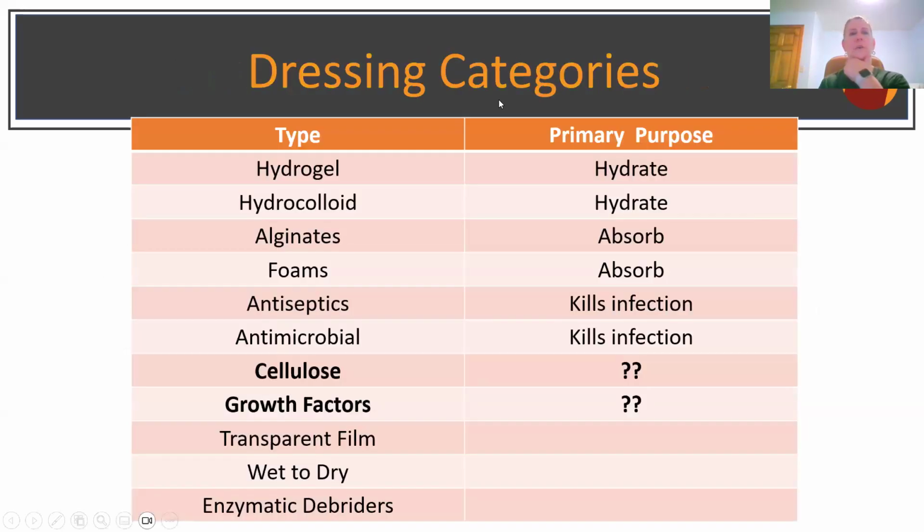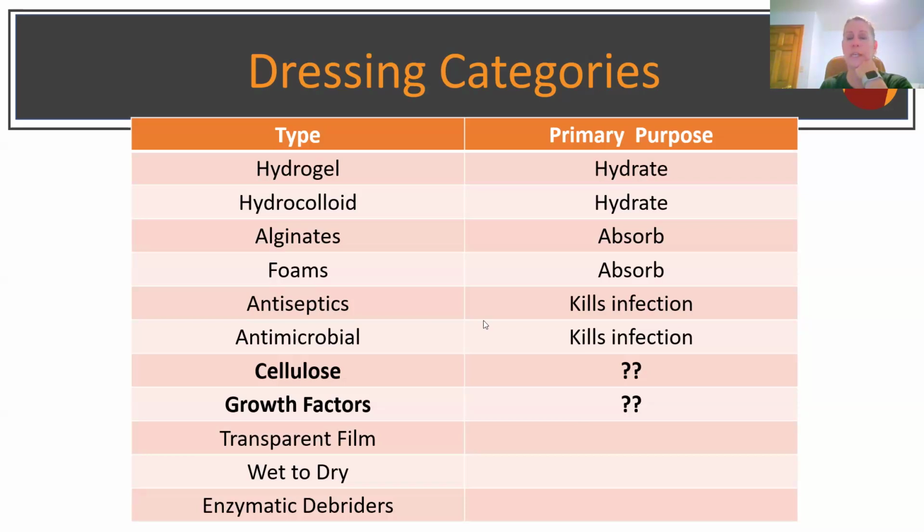Okay, cellulose and growth factors. This is a tough one, although think about what that is, growth factor. Think about what that is. Why would we use these two dressings? Definitely for healing, for tissue growth. Yep. So who would we need to do tissue growth on? Right? Hopefully everybody's like healing.